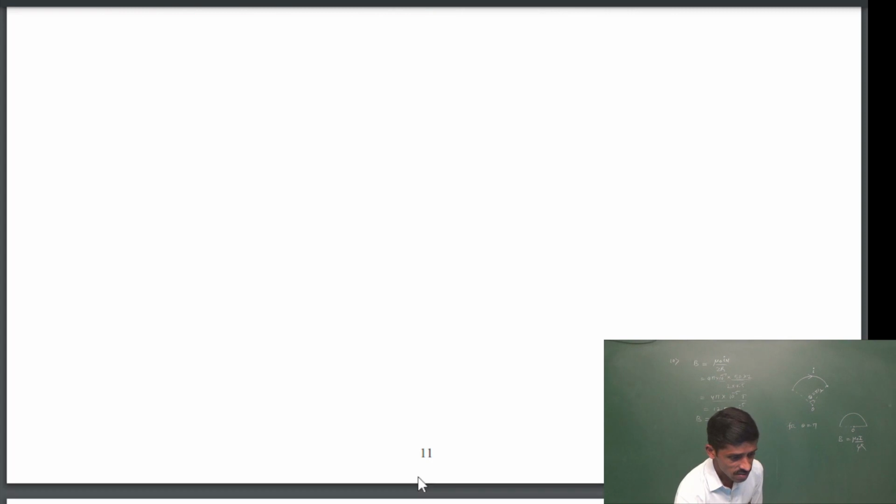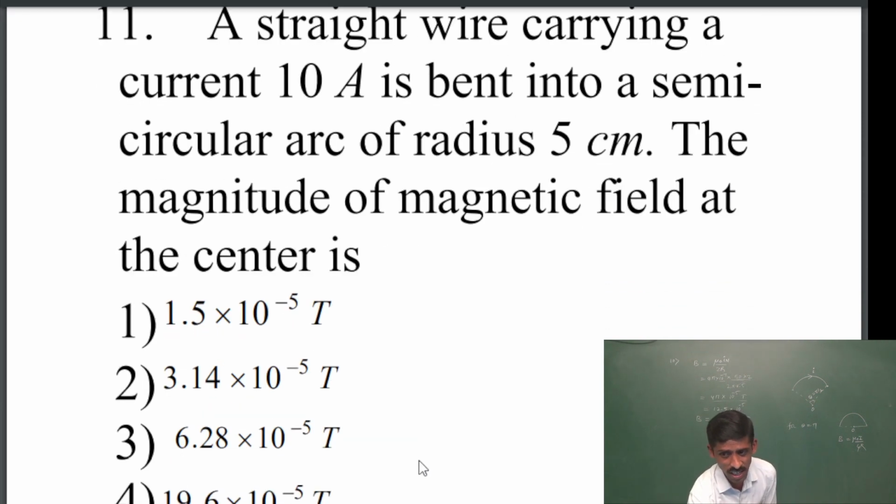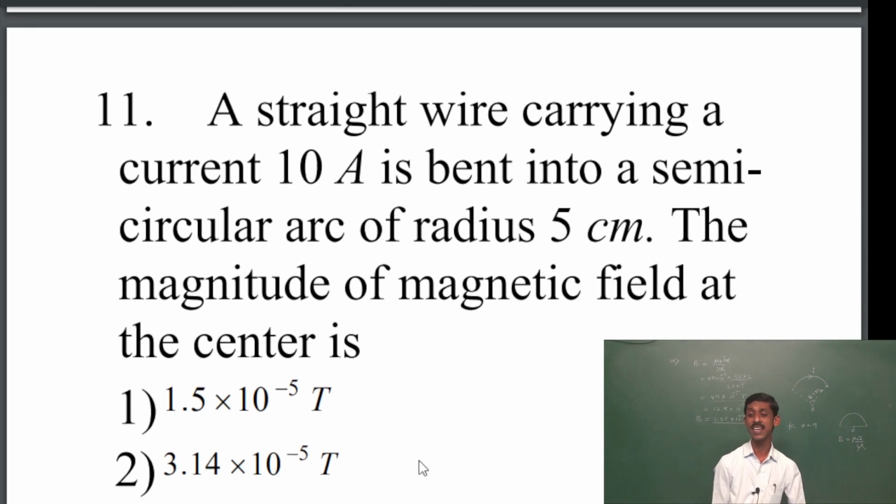Next question. A straight wire carrying a current of 10 ampere is bent into a semicircular arc of radius 5 centimeter. A straight wire is there, length is not given, which is carrying current 10 ampere, is bent into a semicircular arc of radius 5 centimeter. The magnitude of magnetic field at the center will be.